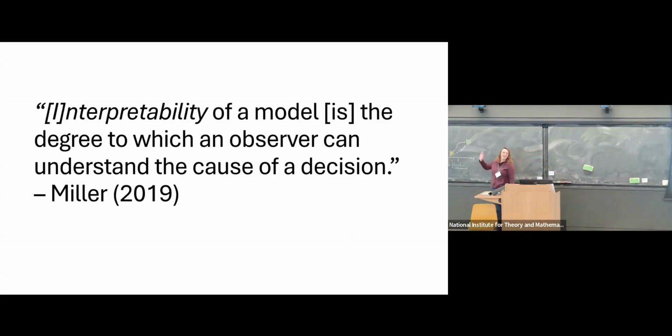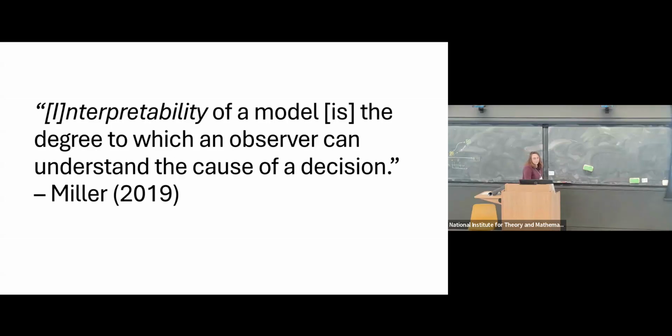This is a quote from Tim Miller. He's out of the Center for AI and Digital Ethics in Melbourne. And it gets to the key of, I think, what you have to figure out when you're deciding what kind of machine learning models you want to employ when you're analyzing your data. Interpretability of a model is the degree to which an observer can understand the cause of a decision. I think that this is incredibly important to consider when you're using machine learning for data analysis, because there are trade-offs between interpretability and precision, especially with the rise of opaque models, like I'll talk about later, versus traditional models, which are inherently more interpretable.